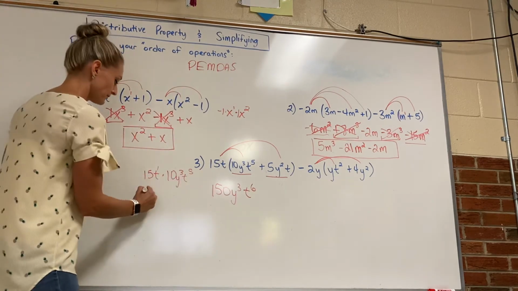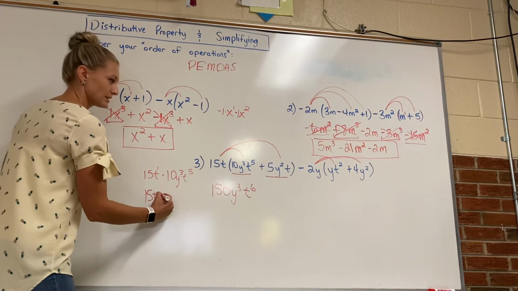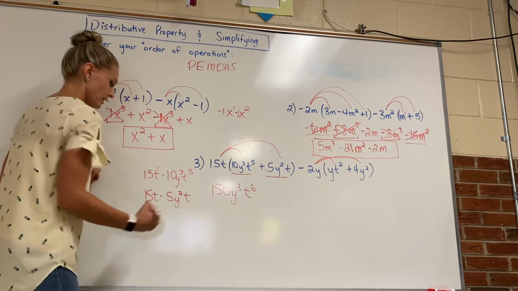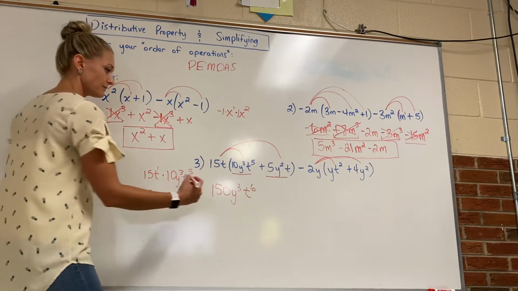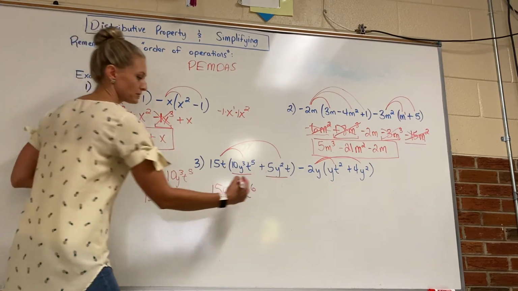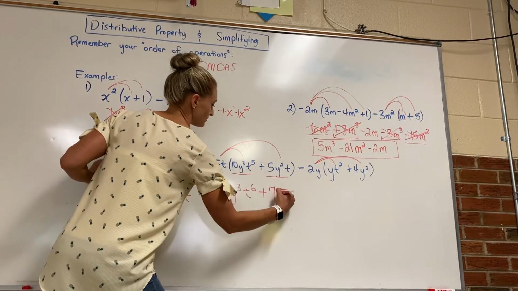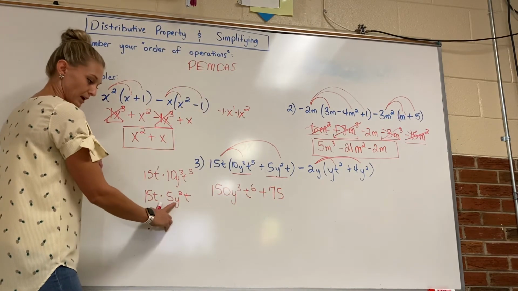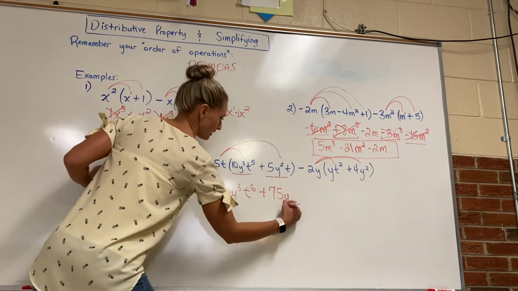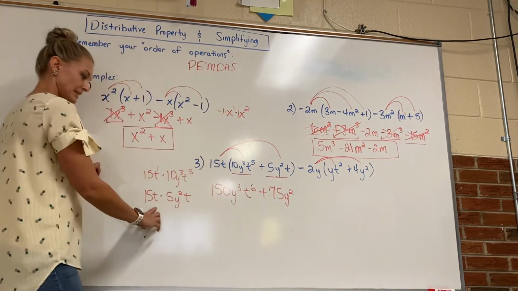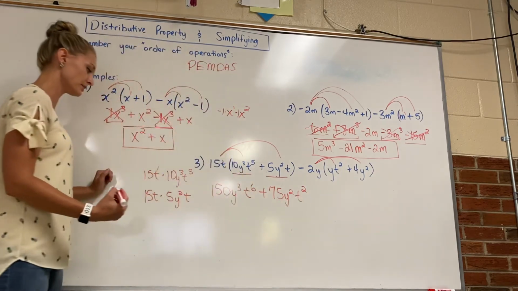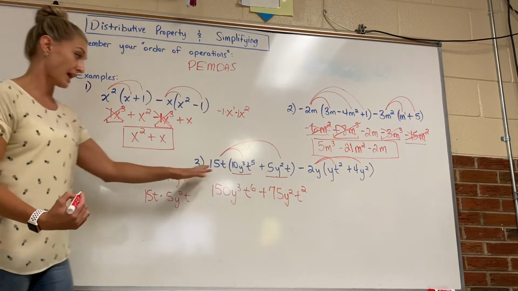Now we take the 15t times the 5y squared t. So 15 times 5, I'm going to just write it over here. 15 times 5 is positive 75. And then t times the y squared t. That y squared has nothing to multiply with. So again, it comes over. T times t. Add the exponents, so it'd be t squared. Okay. And then that's that one.